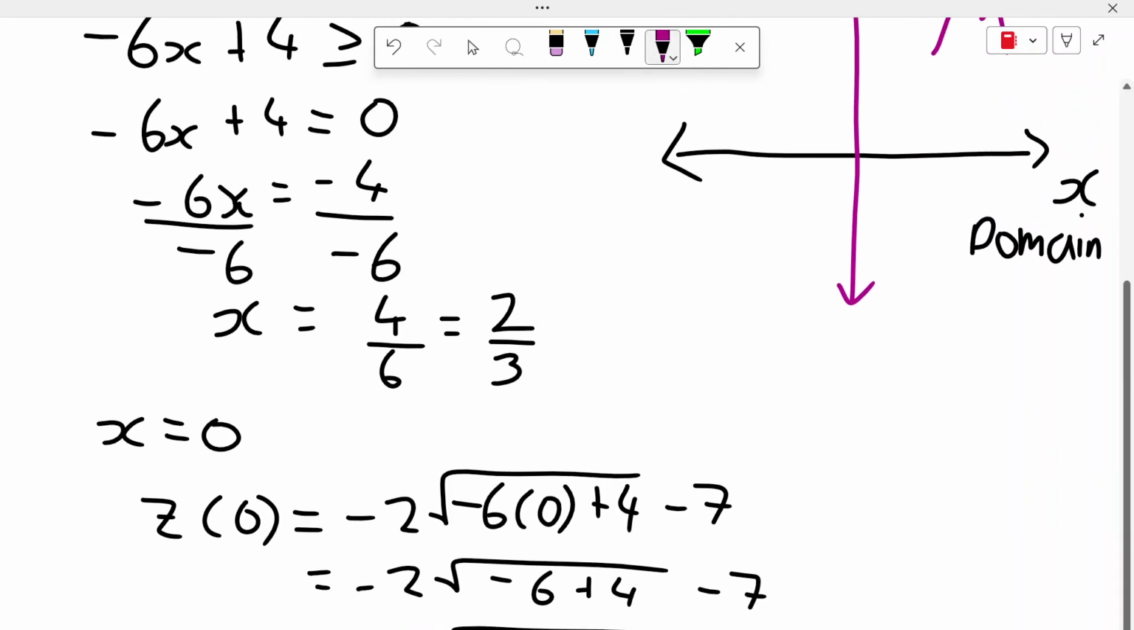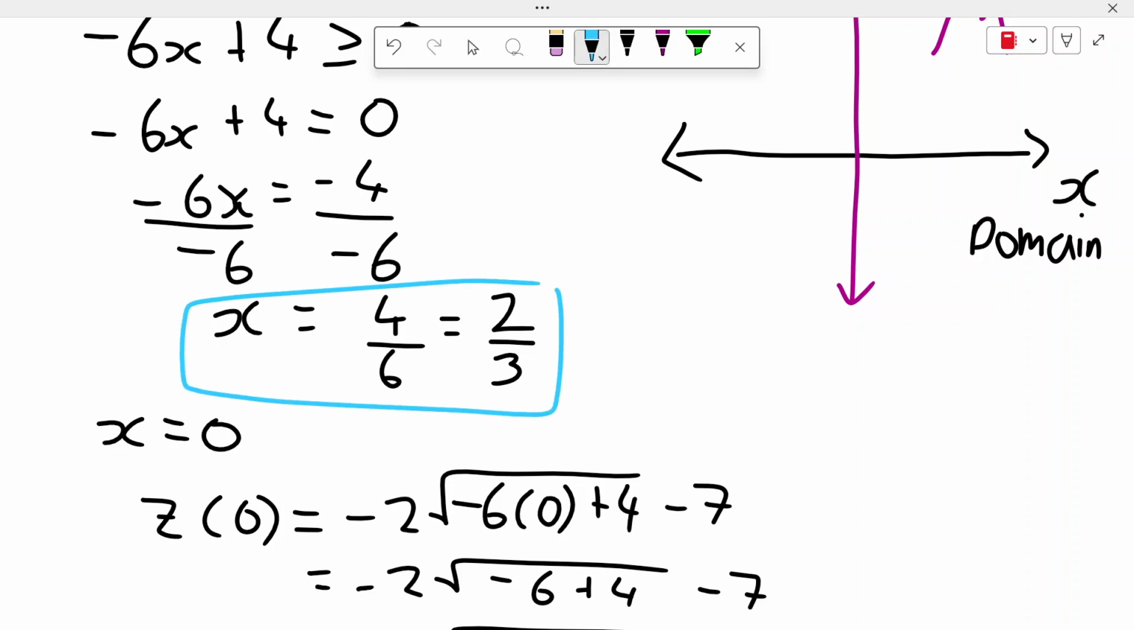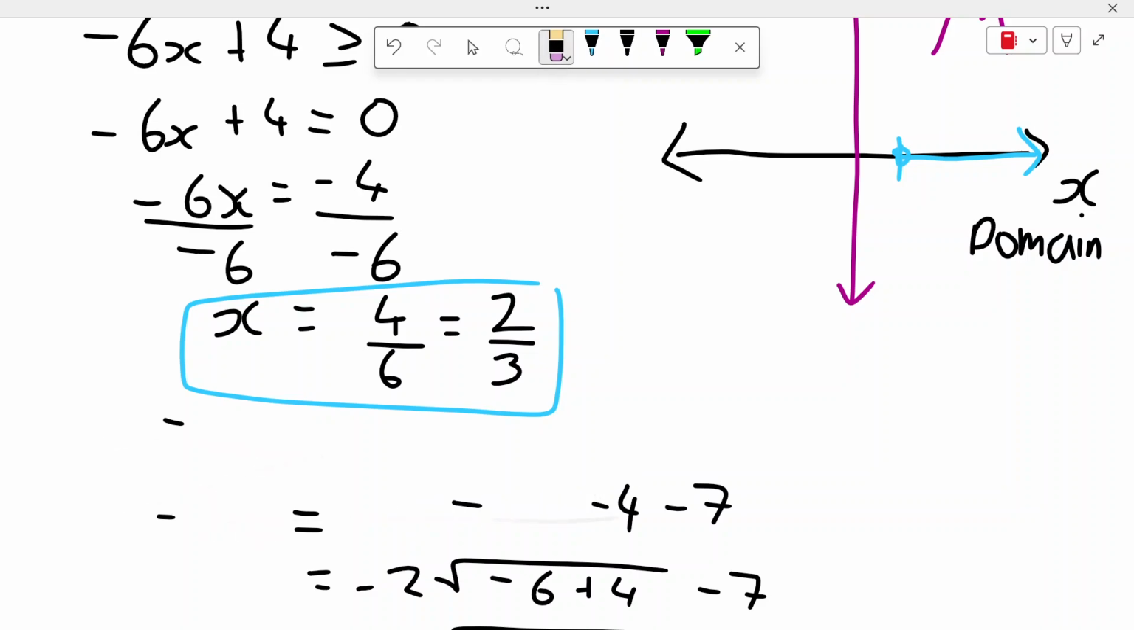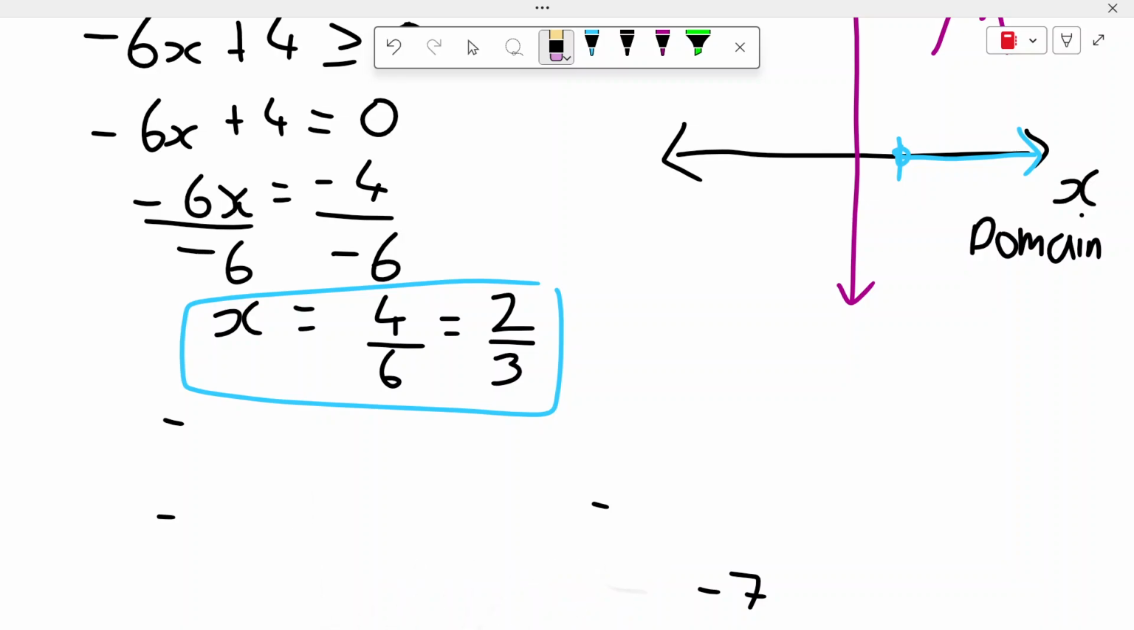Okay, so if this is our solution here, we can't be on the left-hand side of it. So we kind of have to be over here. Okay, so now there's a special way that we write this. When it comes to domain and range, you have to write it in this way. It's just how you do it.